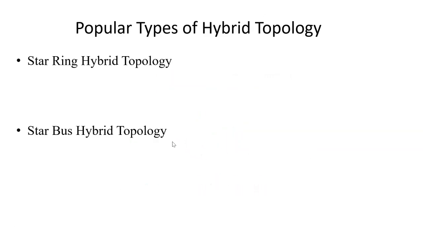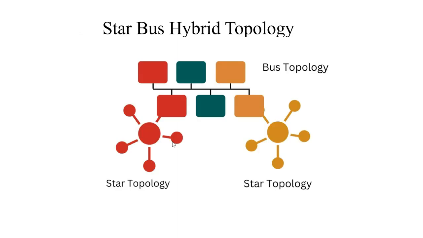The next type is the Star Bus Hybrid Topology. Here in Star Bus Hybrid Topology, two star topologies can be connected through bus topology. Means this bus topology allows two or more star topologies as part of this hybrid topology. Here in this star bus hybrid topology, two star topologies are connected to the bus topology with the help of wire.